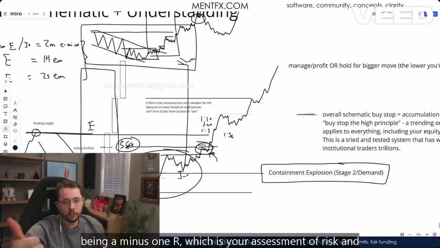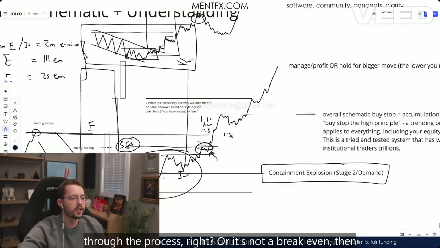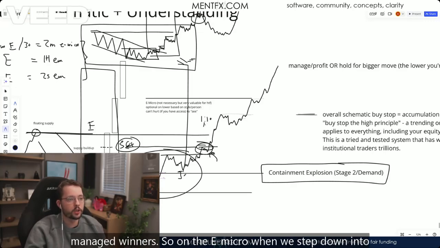Or instead of being a -1R, which is your assessment of risk and you're completely fine with it because you've already gone through the process, or it's not a break even, then it becomes a winner. And the winners become potentially big managed winners.